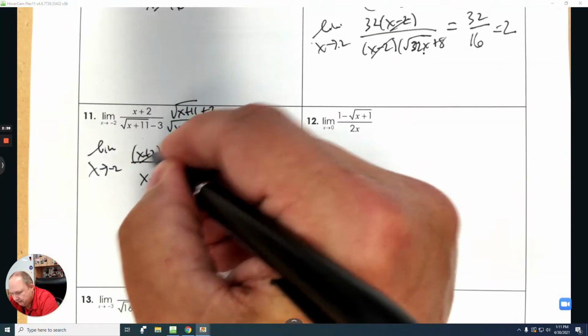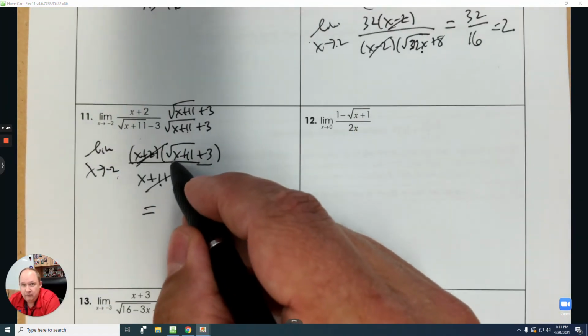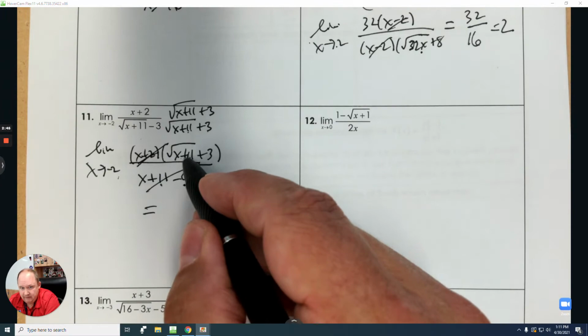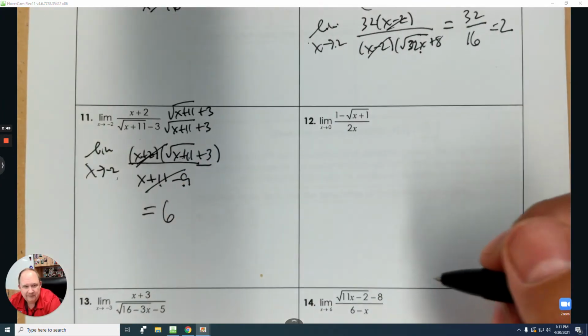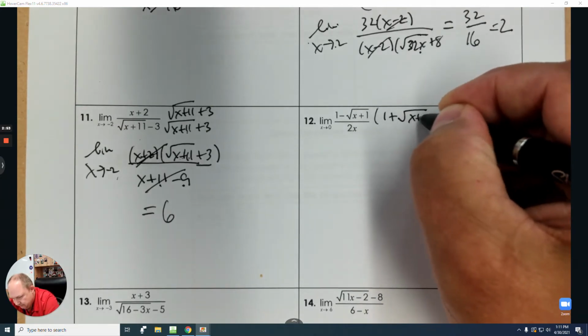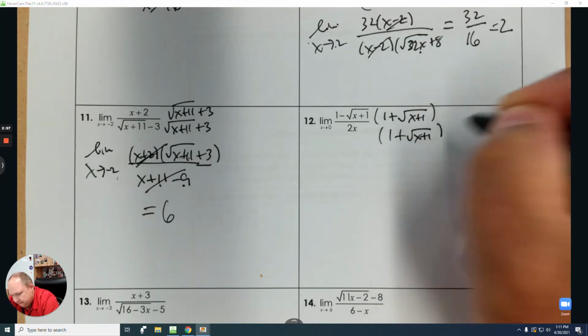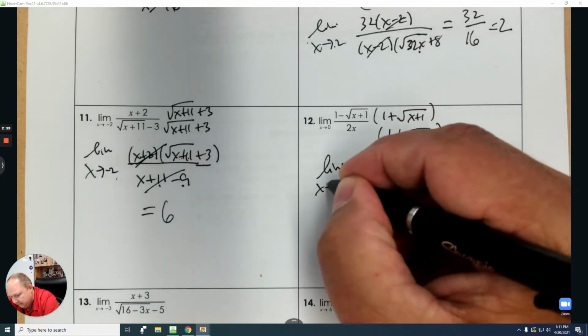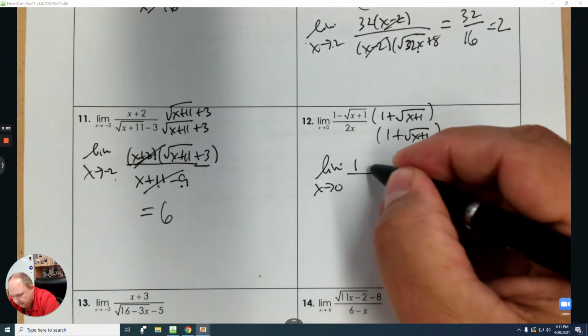So these do eliminate and evaluate at negative 2. So negative 2 plus 11 is 9. Square root of 9 is 3. 3 plus 3, and you got your answer. So again, we're going to use the conjugate, top and bottom. So the limit as x approaches 0, the numerator, 1 times 1 is 1.